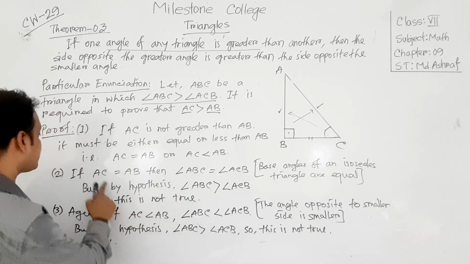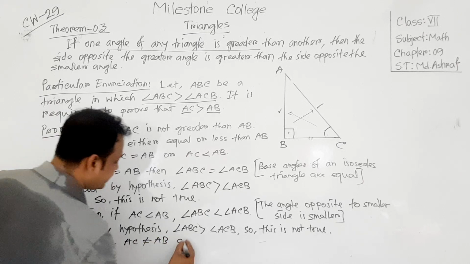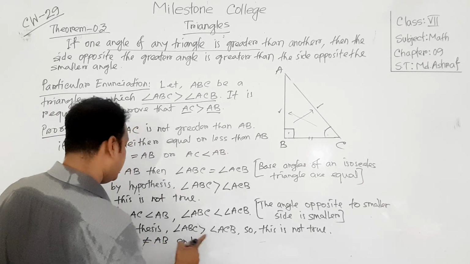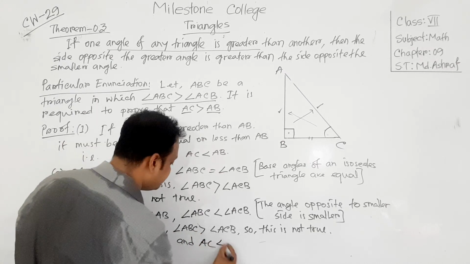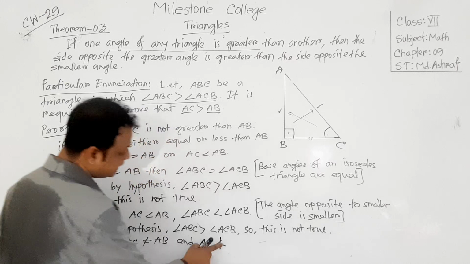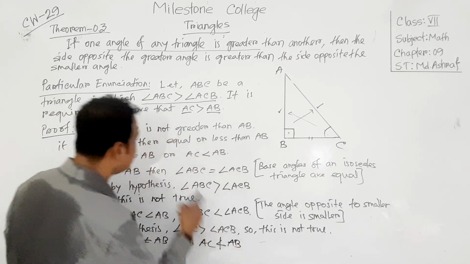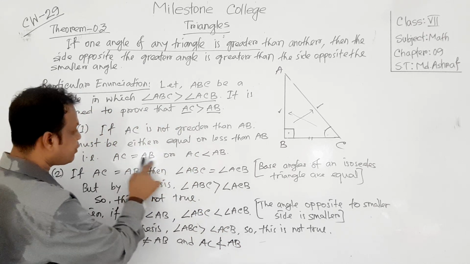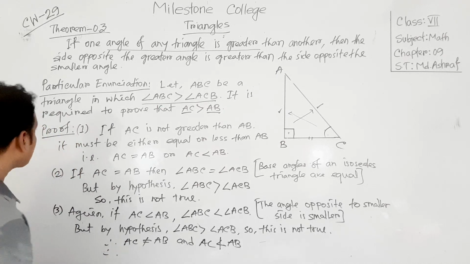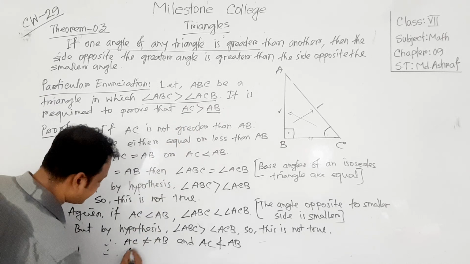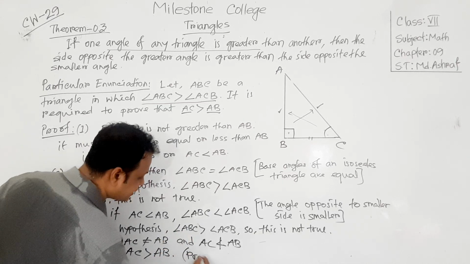Therefore, what have you got? In the first case, we can tell AC not equal to AB, and we considered AC less than AB, and it is not less than AB. That means both of these two cases are not true. Therefore we can tell that AC is greater than AB, and the proof is completed.